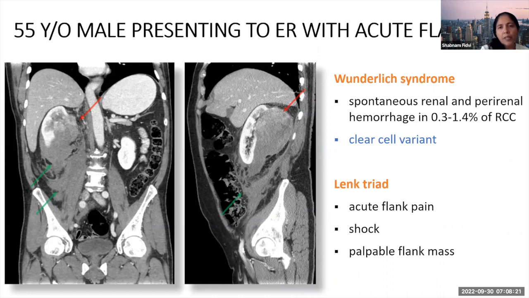Wunderlich syndrome is spontaneous renal and perirenal hemorrhage, which can occur in up to 1.4% of patients with renal cell carcinoma, and this is typically with the clear cell variant. Also, Lenk triad is a constellation of acute flank pain, shock, and a palpable flank mass.